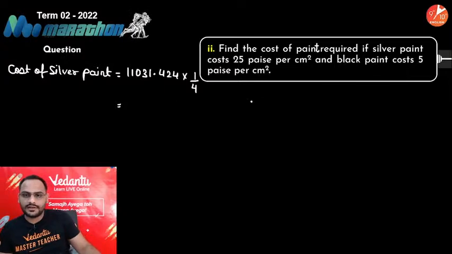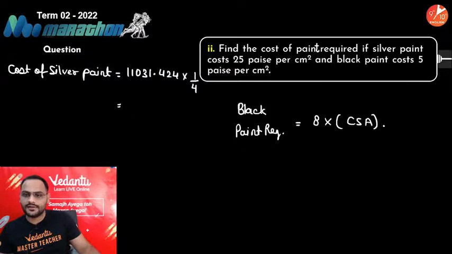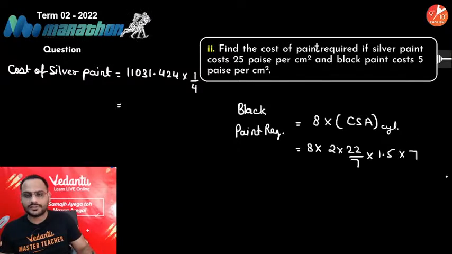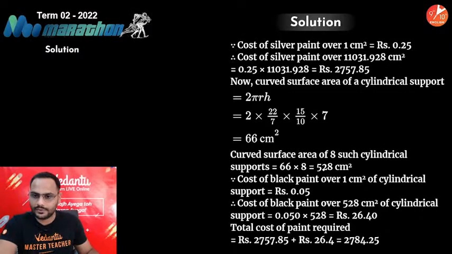So I can say कि black paint required will be 8 times the CSA of cylinder. So 8 times CSA of cylinder is 2 pi r h, radius is 1.5, h was 7. ठीक है, so 8 into 2 into 22 by 7 into 1.5 into 7, that will be 528 सेंटीमीटर स्क्वायर.